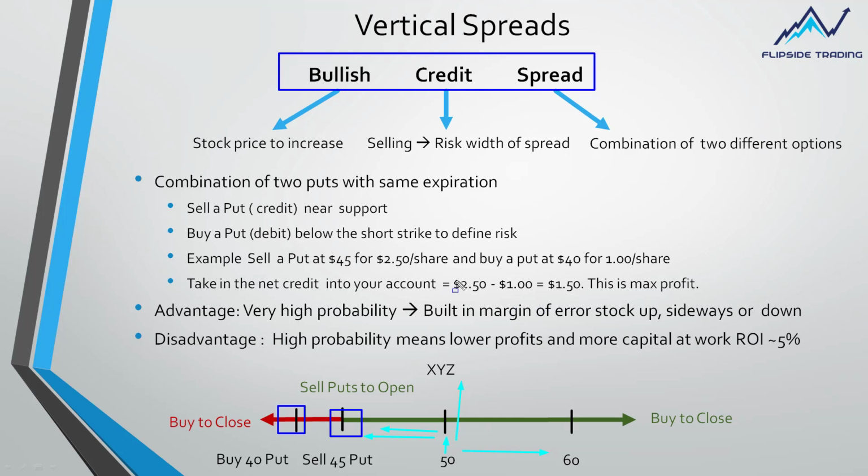So if we sell it for $250, we take $250 into our account. We buy our protection, our insurance, to define the risk. So overall, the net credit into our account is $1.50. That's our max profit.